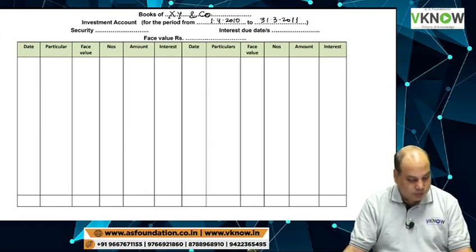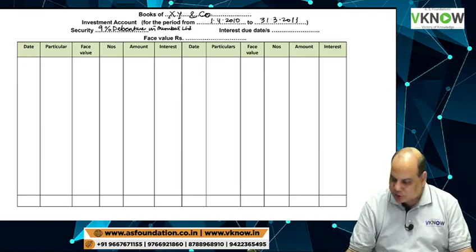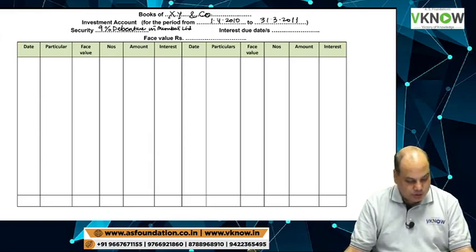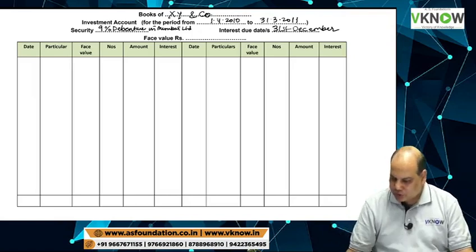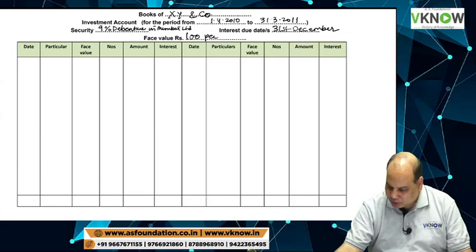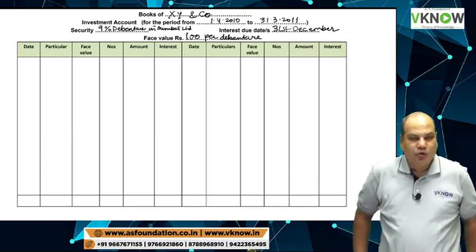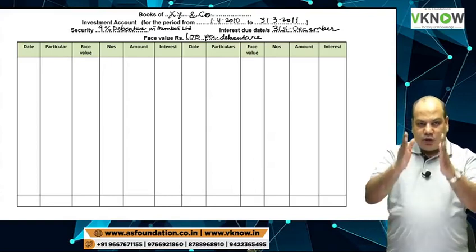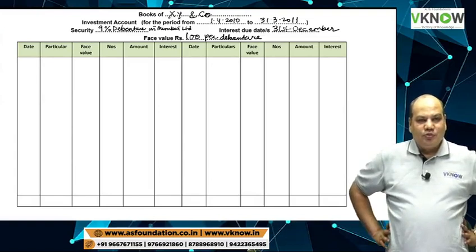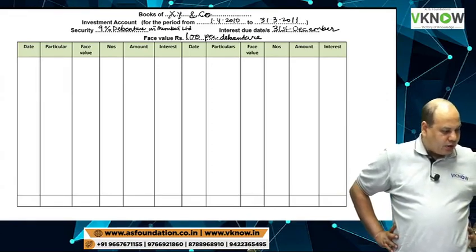Security, write down. The name of the security is 9% debenture in Mumbai Limited. Interest due date is 31st December, and the face value is rupees 100 per debenture. If you write properly, it will be good. Instead of using a vertical notebook, you can just rotate your notebook and use landscape format, so that you can write nicely.